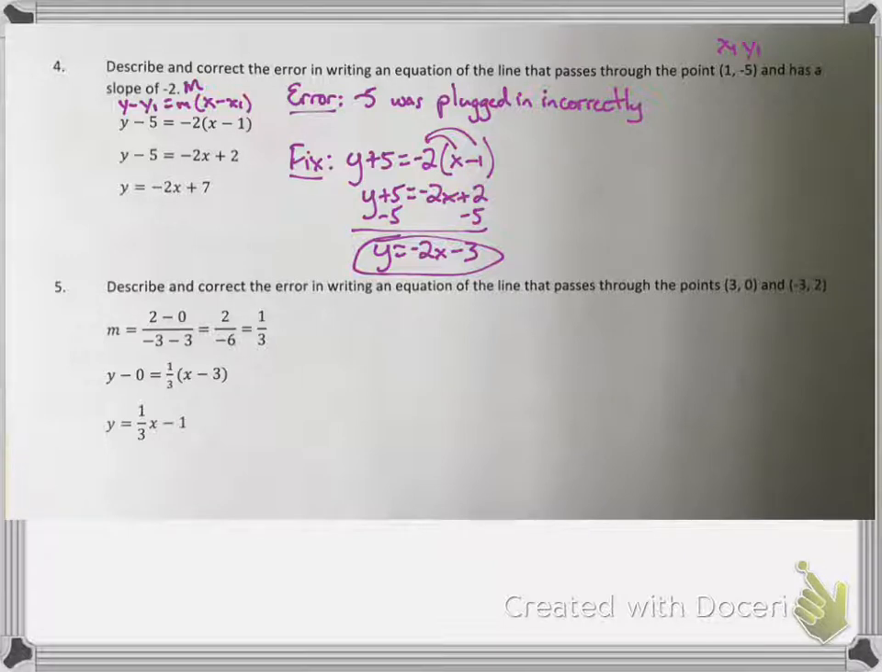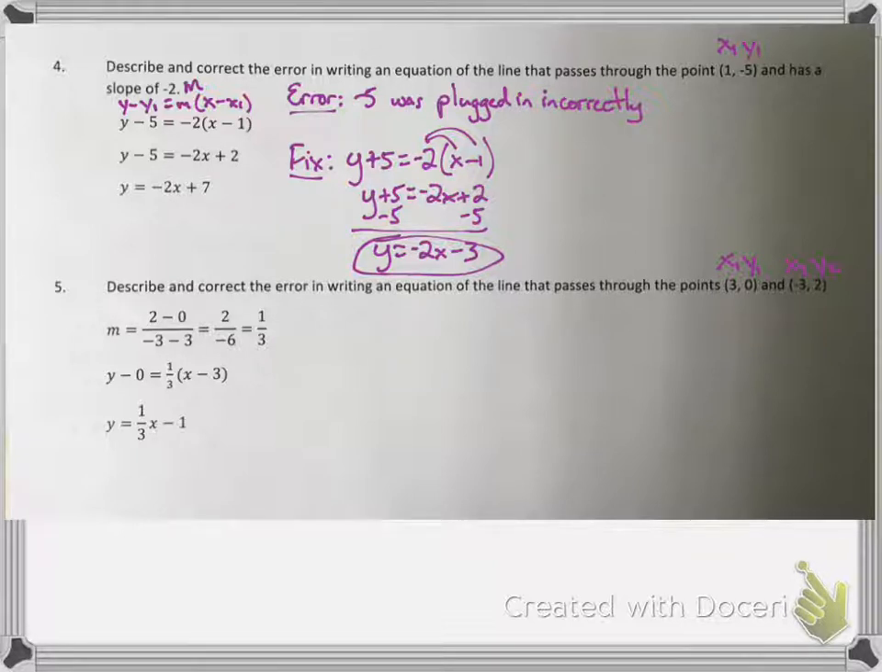Looking at 5, same idea. I give you 2 points. So x1, y1, x2, y2. So we know if I give you 2 points, we first have to find the slope. So let's check and see if everything was plugged in correctly. Should be 2 minus 0, okay. -3 minus 3, that looks fine. And we get 2 over -6, and we simplified it.